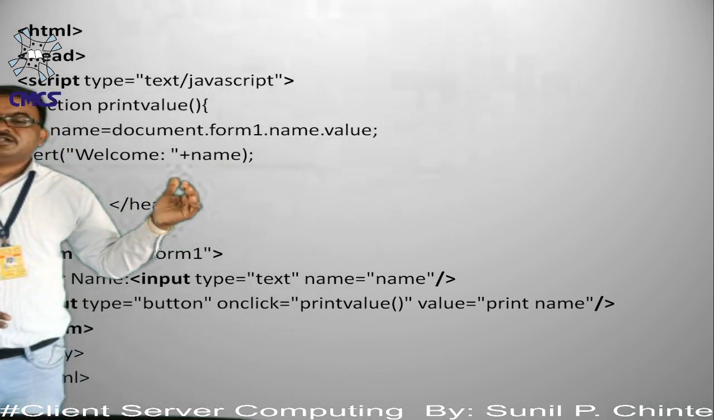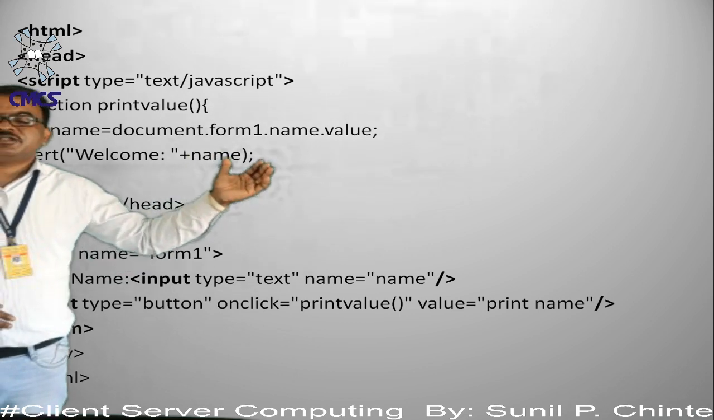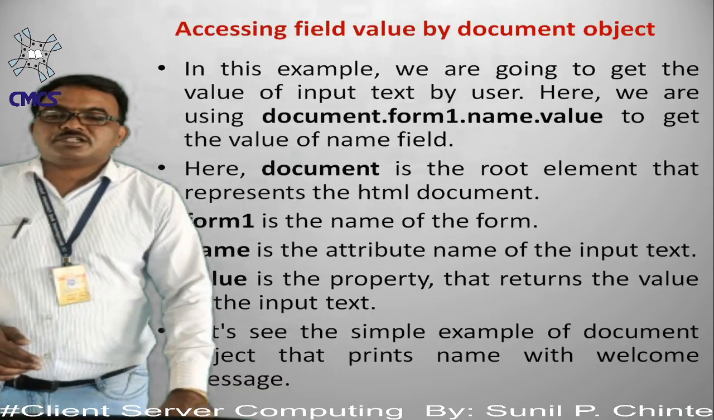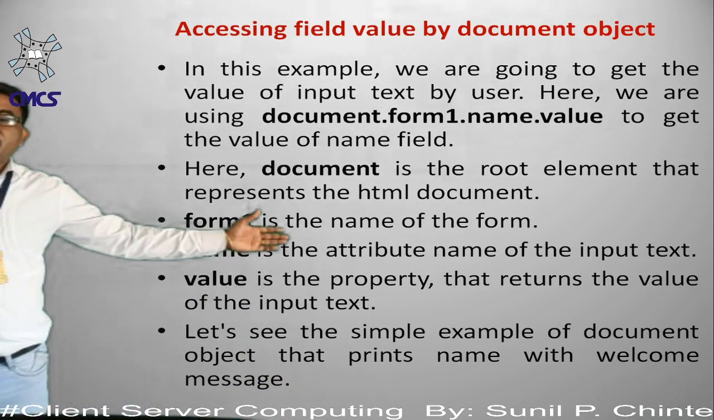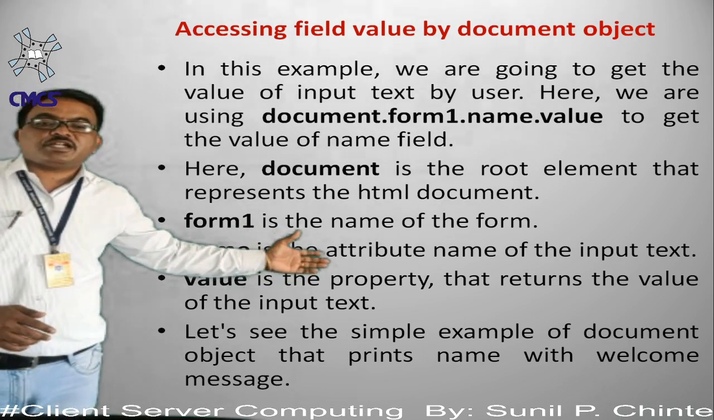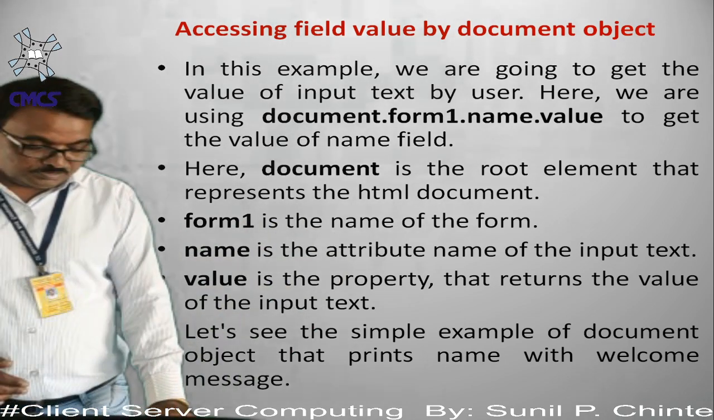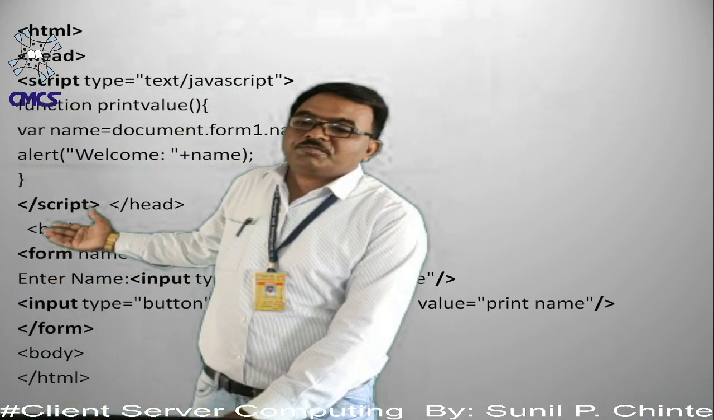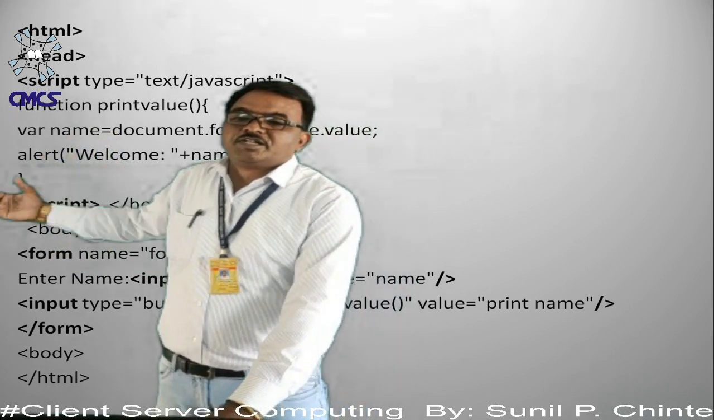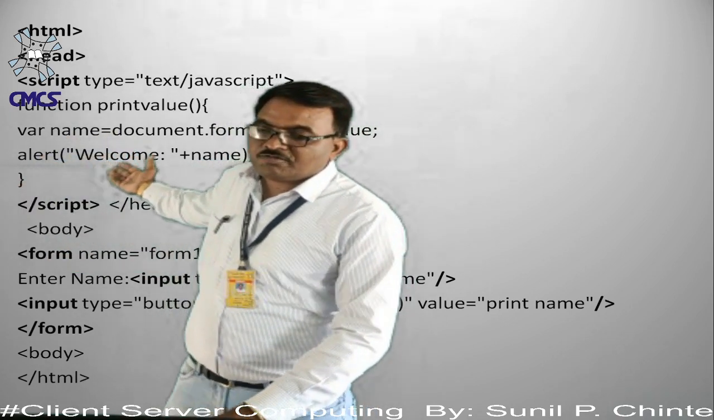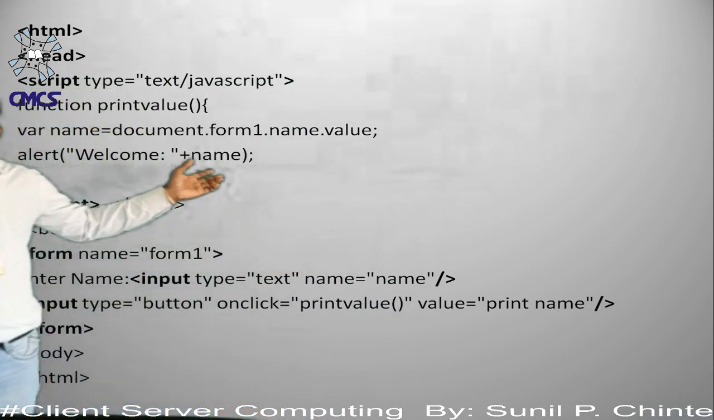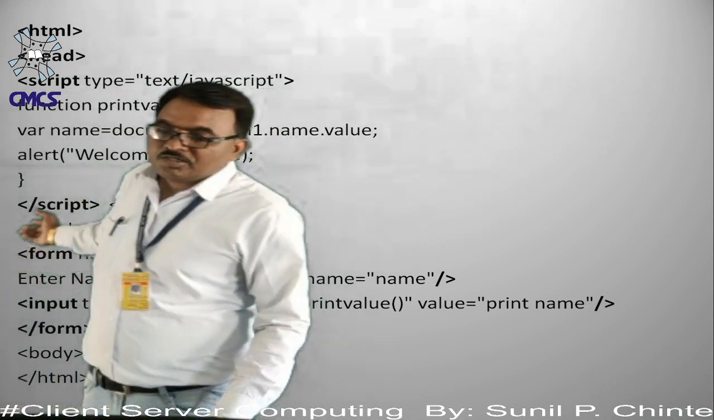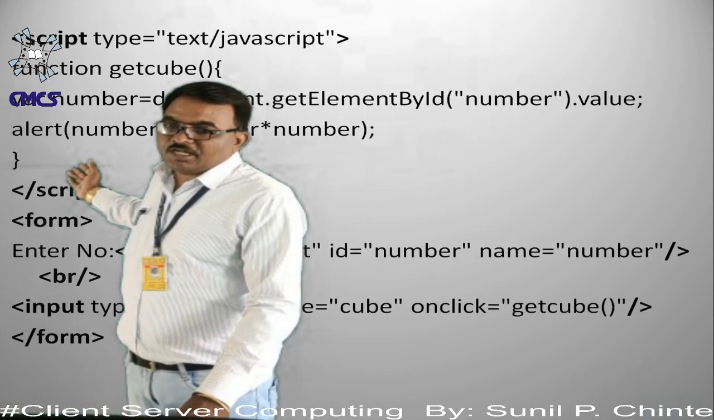How is the value collected? Document is the root element, form is the name of the form, name is the attribute name, and value is the property that returns the value of the input text. Whatever input text you enter through this field will be held in the variable name and shown by the alert dialog box. So this is the simple way through which you can access the elements.